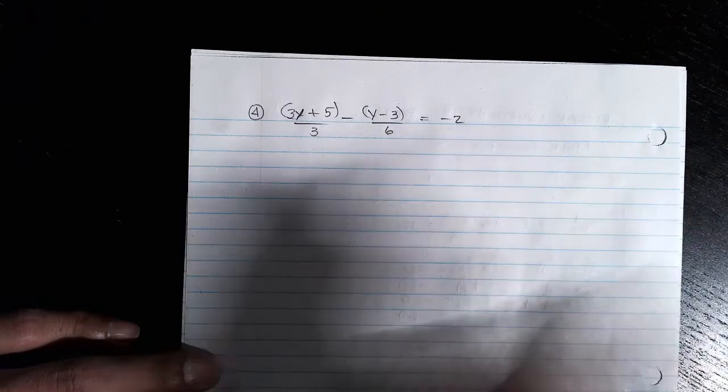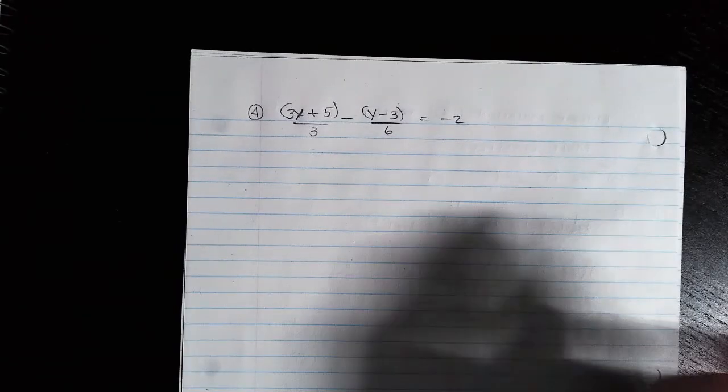Okay, so 3y plus 5, this is a y, over 3 minus y minus 3, let's put these in brackets, all over 6 equals negative 2. Yep, no, we haven't done this one yet. Okay, let's try it.